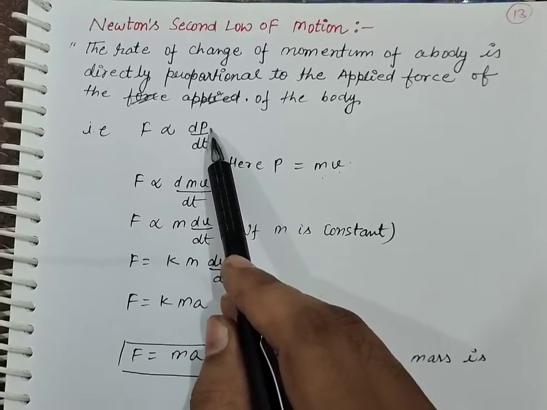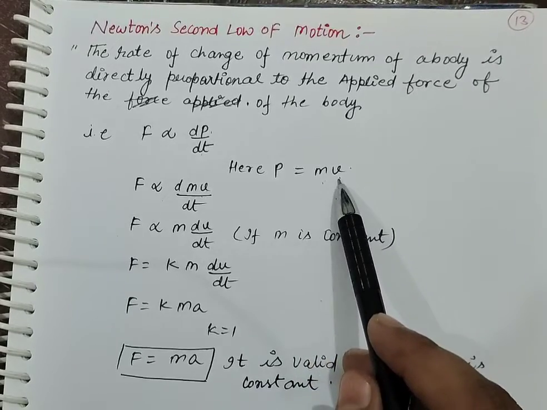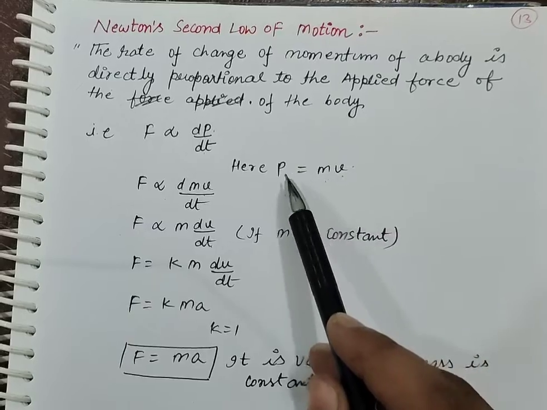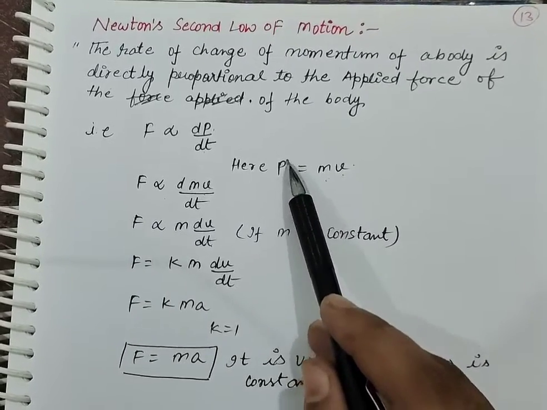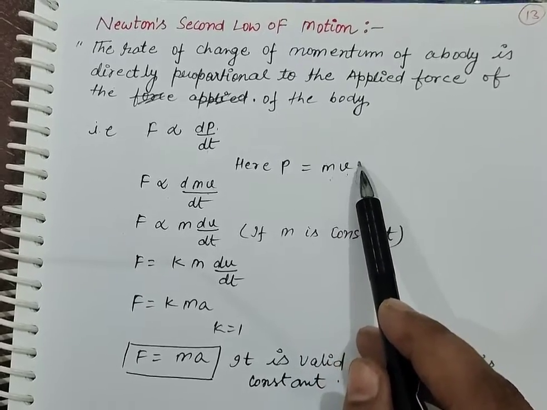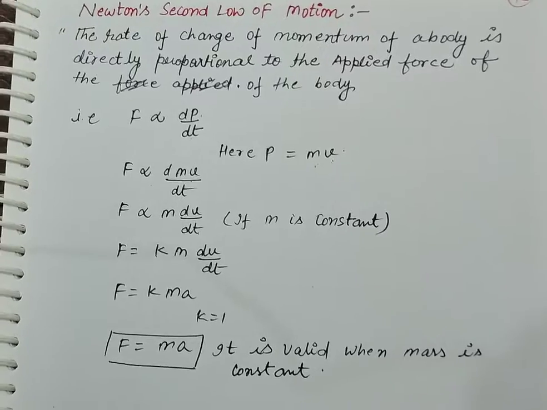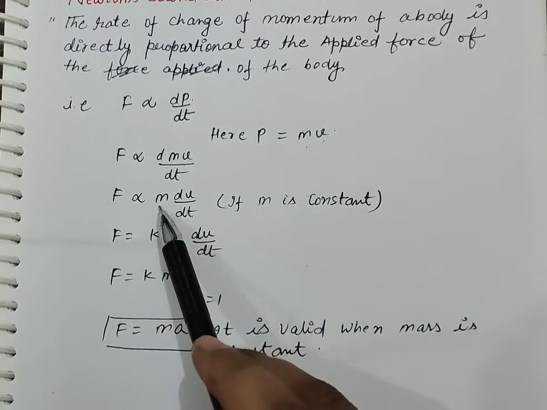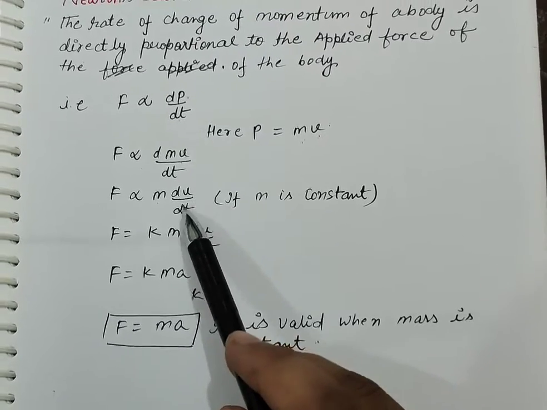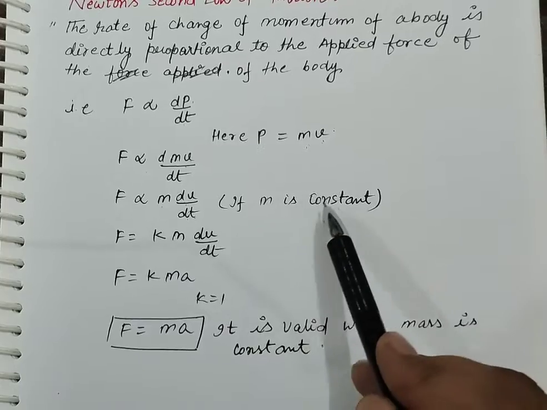Here p is the linear momentum, and linear momentum is m into v, mass into velocity. The linear momentum depends upon the mass and the velocity, so on the change of mass and the change of velocity. But we consider that the mass is constant. So m is constant, then what is dv by dt? dv by dt is the acceleration of the body, if m is constant.